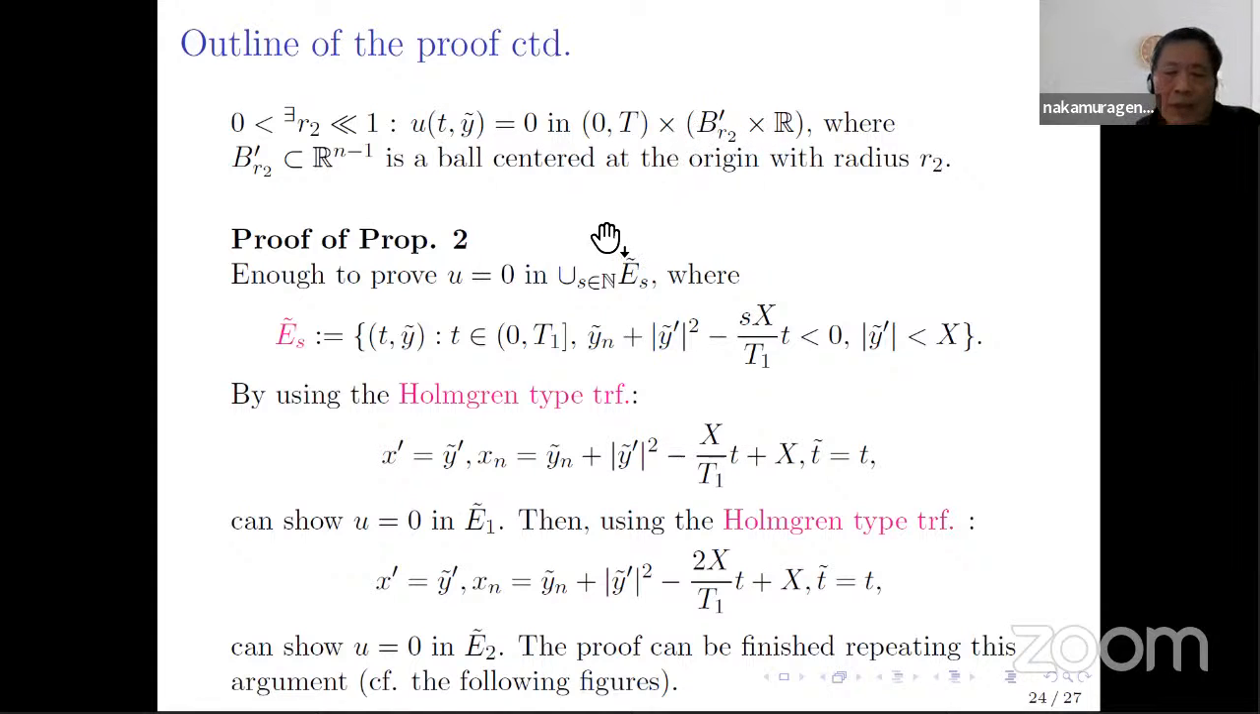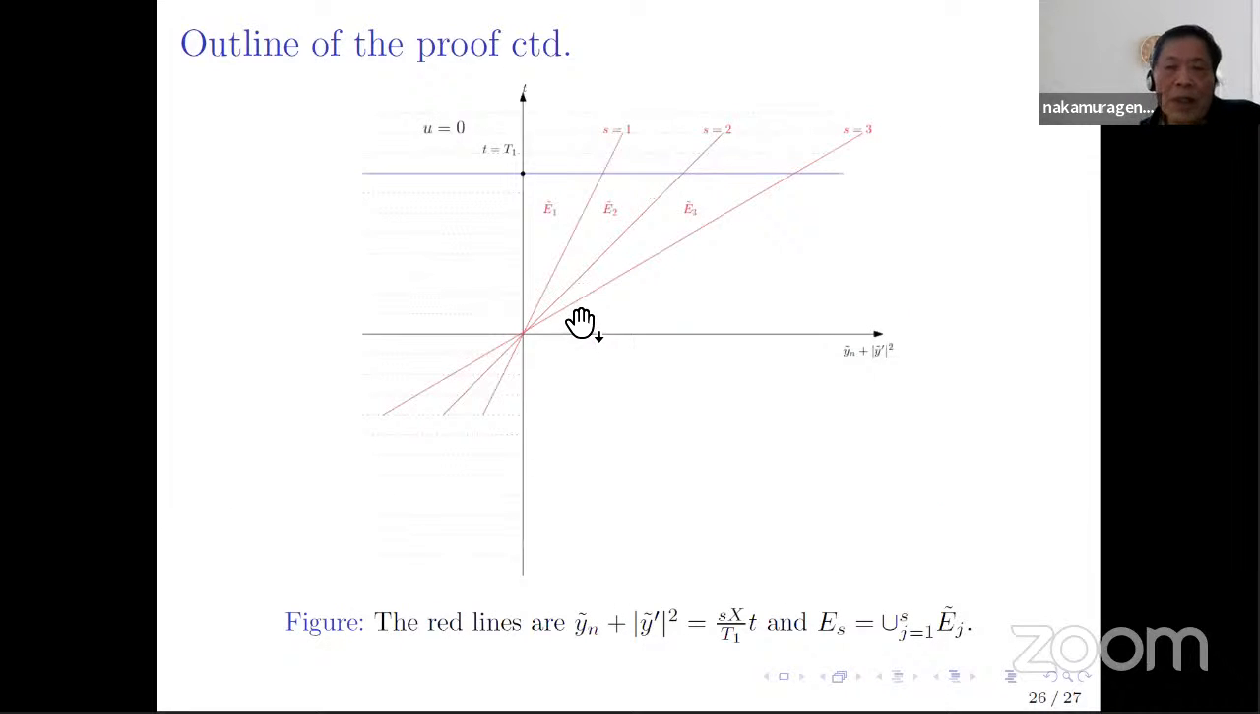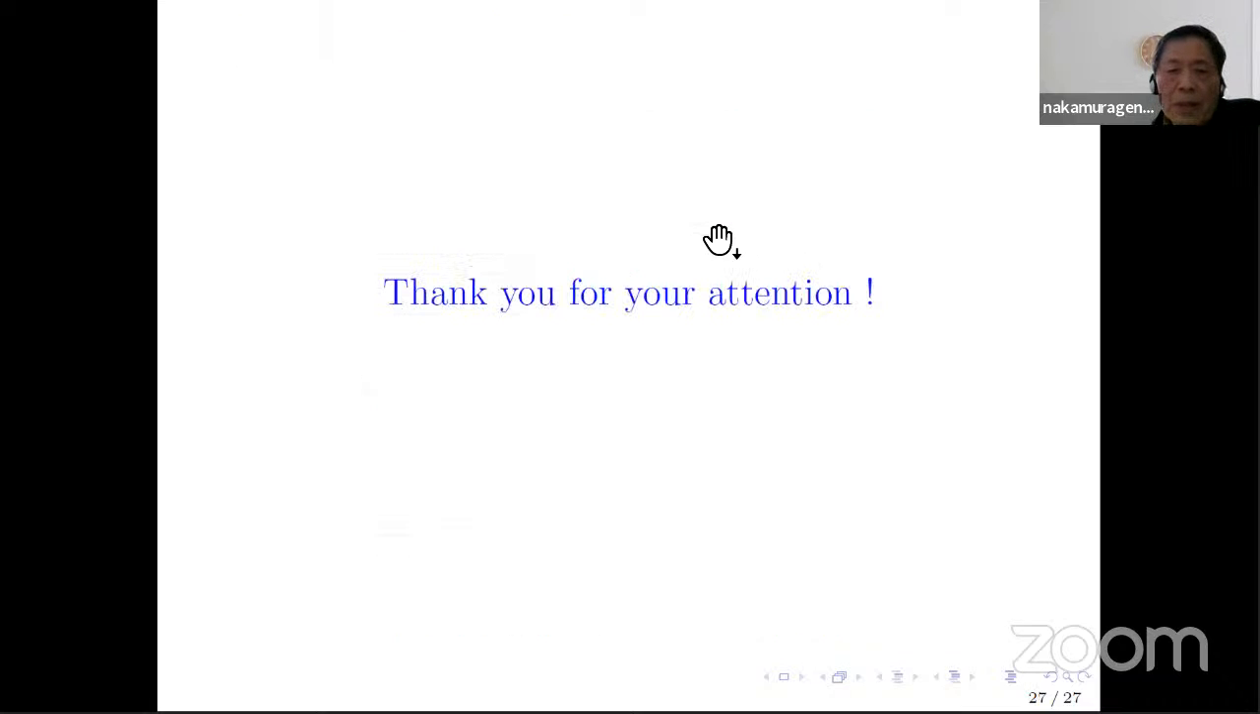Okay, the proof of this one is very technical. Here we need to use some iterative argument. Well, we will prove that u will become 0 using the iterative argument. First, it will become 0 here, and then next 0 here, etc., to get the conclusion. Okay, this is all. Thank you for your attention.